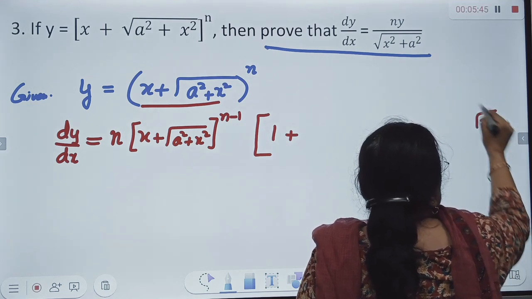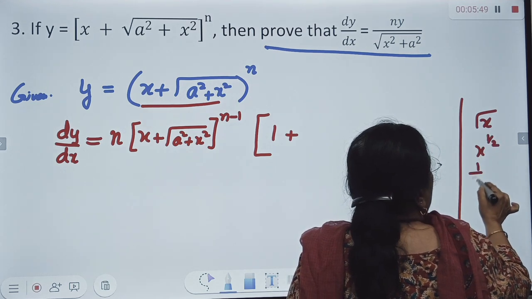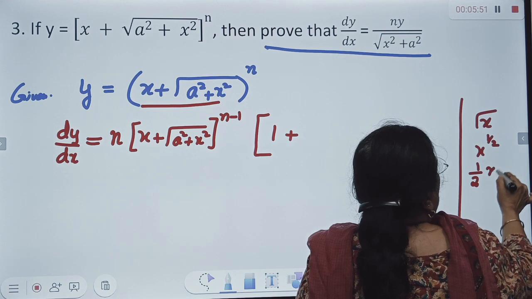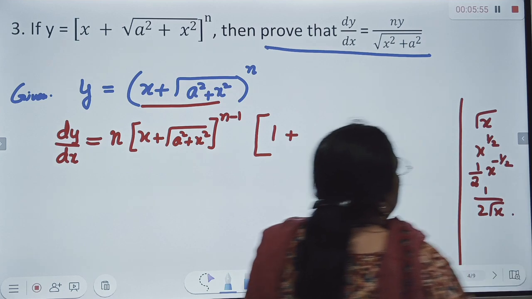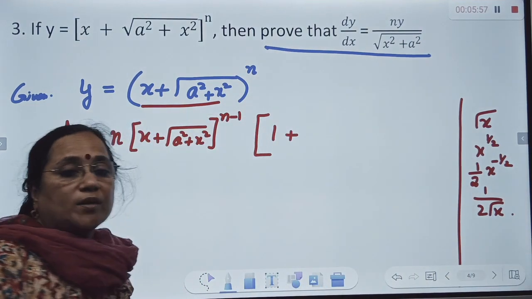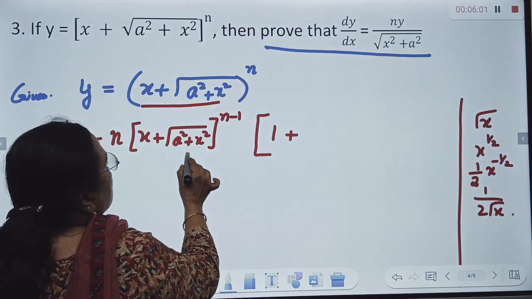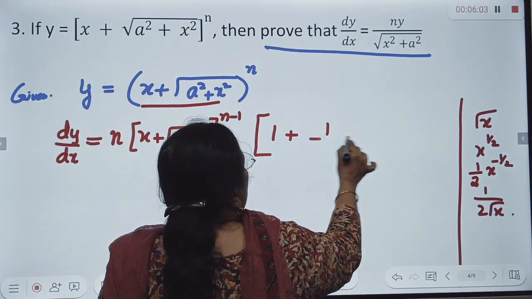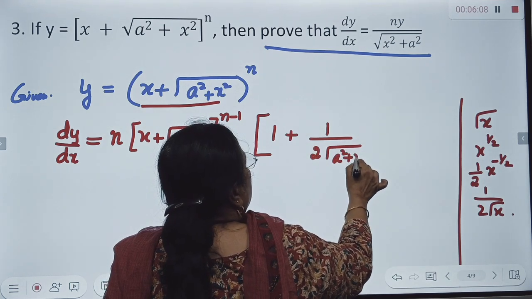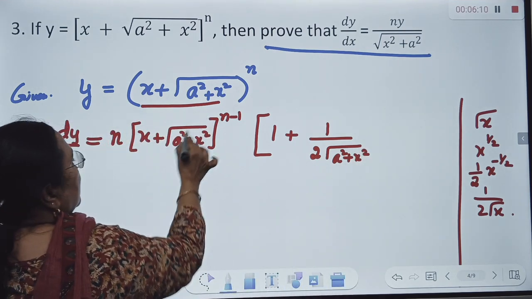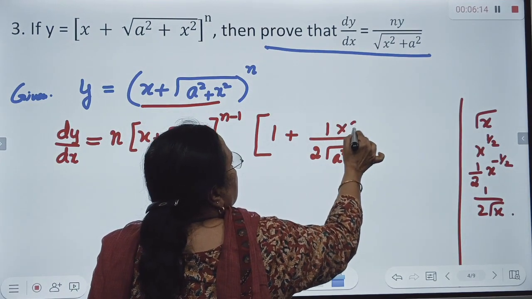Root x means x power half. If I differentiate, I'll get half x to the power minus half, or 1 by 2 root x. So the derivative of root x is always 1 by 2 root x. Now this is of the form root x. So what will I get? 1 by 2 into root of a square plus x square into derivative of x. A square is 0, but derivative of x square is 2x.